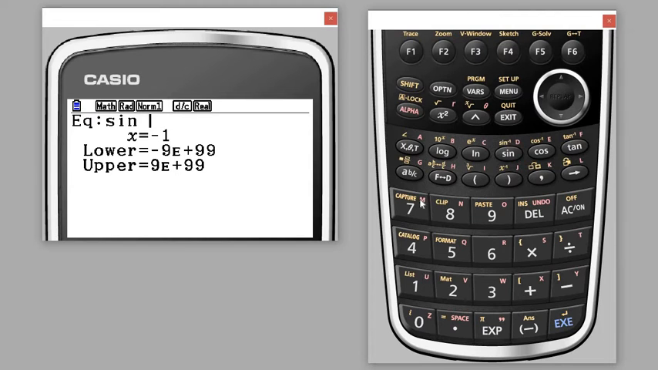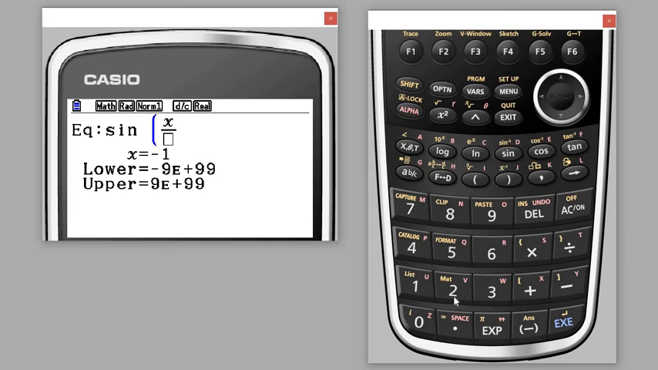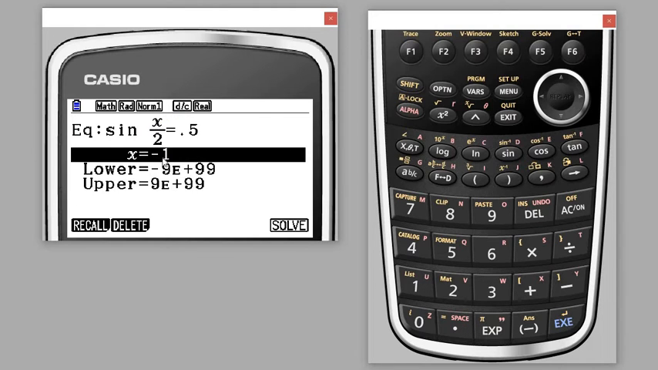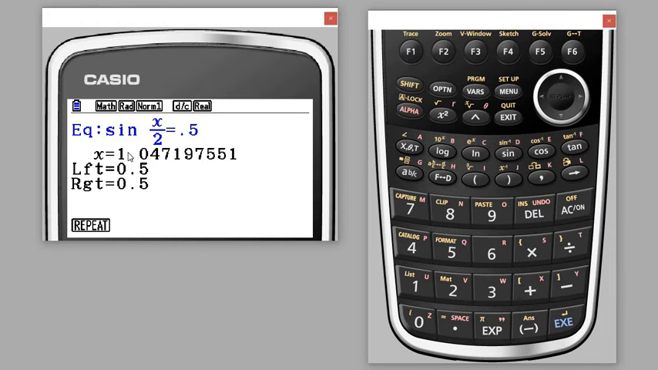So let's go a very simple sine of x on 2. And I want to make that equal to, now equals is above the decimal point, so shift equals, and I want to find out when that's equal to half. Now I can put in an approximation to help me guess it, and press solve, and there I will get one answer, and I'm in radians, so that will be the answer in radians.